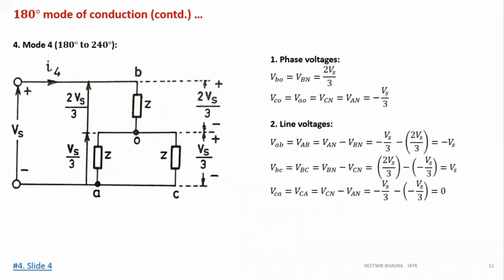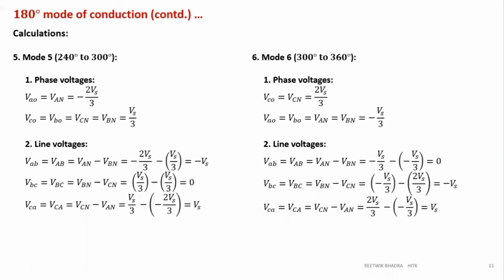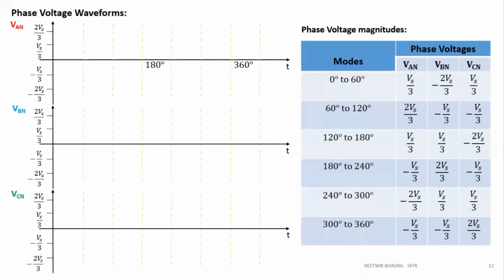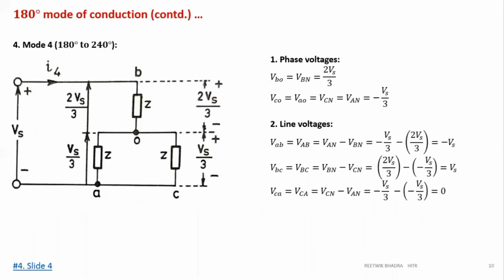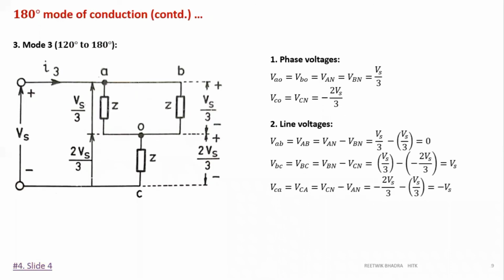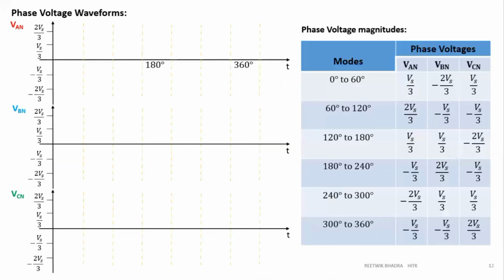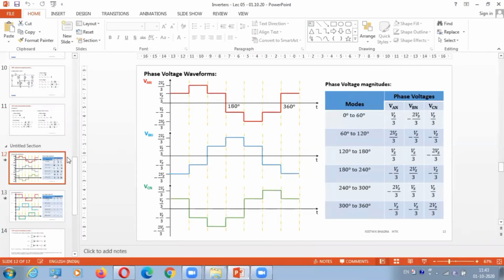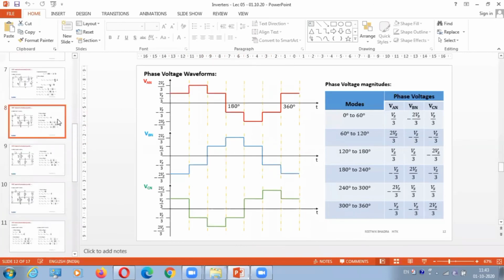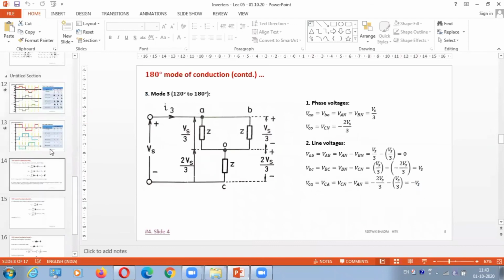In the semester exam, a long question will come for 10 marks: explain 180 degree mode of conduction. You have to explain each and everything, each mode and the circuit, it is a 10 marks question. Then you have to draw this line and phase voltage waveform drawing, everything. For that, it is very important. Either 180 or 120 degree mode will come, obviously both will not come, and it's a very huge question, so you have to explain each and every mode, write direct conclusion over here, direct voltages, and at last plot this.